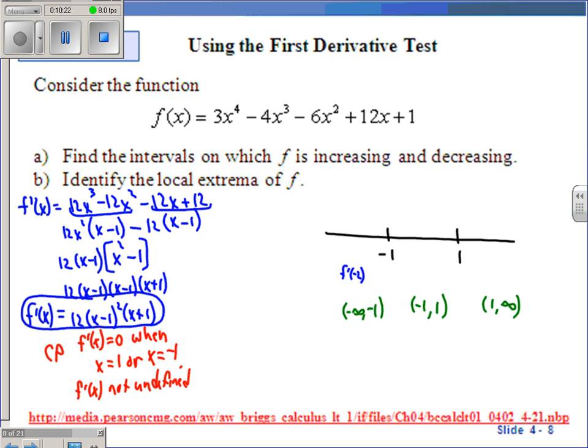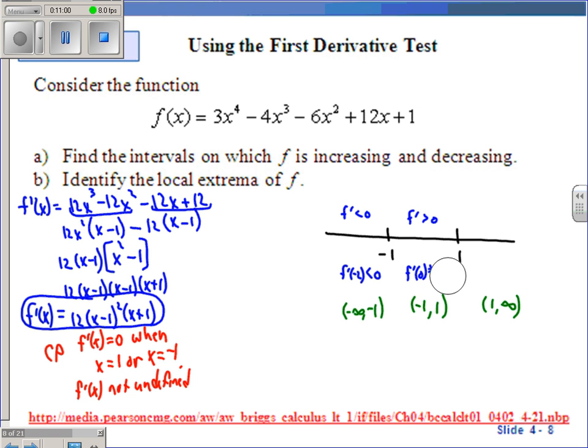When I put -2 in for the x's, I'm going to get 12 times -3 squared, which will be positive. The 12 was positive, and -2 plus 1 is negative. So I'm going to get that this is actually a negative number. So f prime is negative here. Pick something between -1 and 1. I'm going to pick 0. F prime of 0, when I plug 0 into my function, I'm going to get 12 times -1 squared, so that's positive, times 0 plus 1, it's going to all be positive, so that's greater than 0. So f prime is greater than 0.